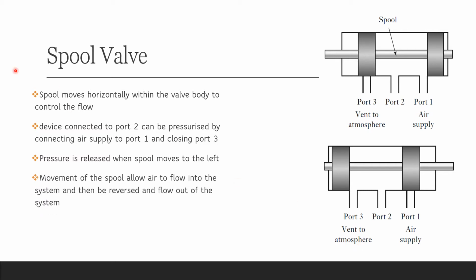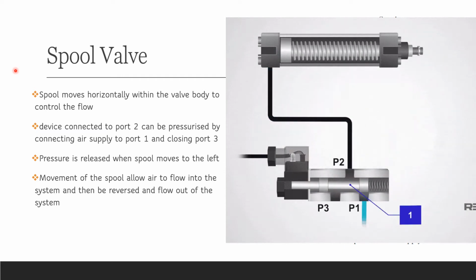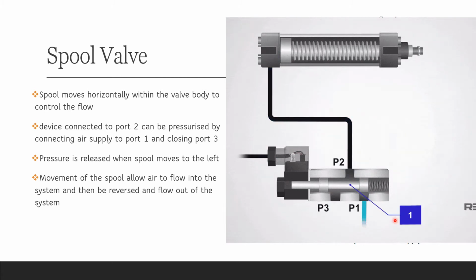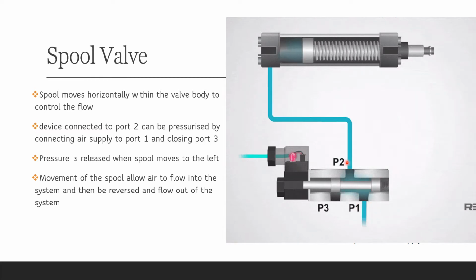So the movement of the spool allows the air to flow into the system via port 1, and then be reversed and flow out of the system, or vent to the atmosphere, by port 3. The working of the spool valve is shown in this animation. Initially port 1 is open and port 2 is open, and the flow will be from port 1 to port 2. Once the spool gets shifted, port 1 will be closed and the flow will be from port 2 to port 3.